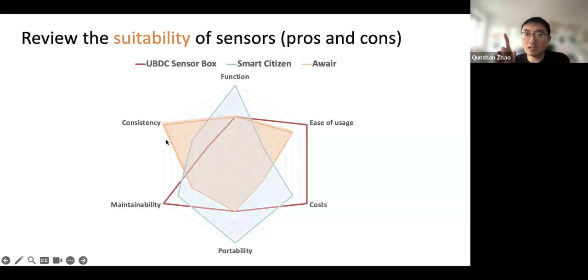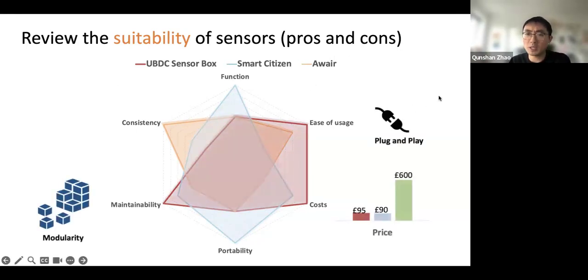We also found another sensor called Smart Citizen, which comes from a previous Horizon 2020 research project. They have a social enterprise in Spain, and it provides a fairly good balance in terms of functionalities and costs. The ease of usage is kind of a problem because it is not plug and use. You need to set it up, and there are some questions people always raise.